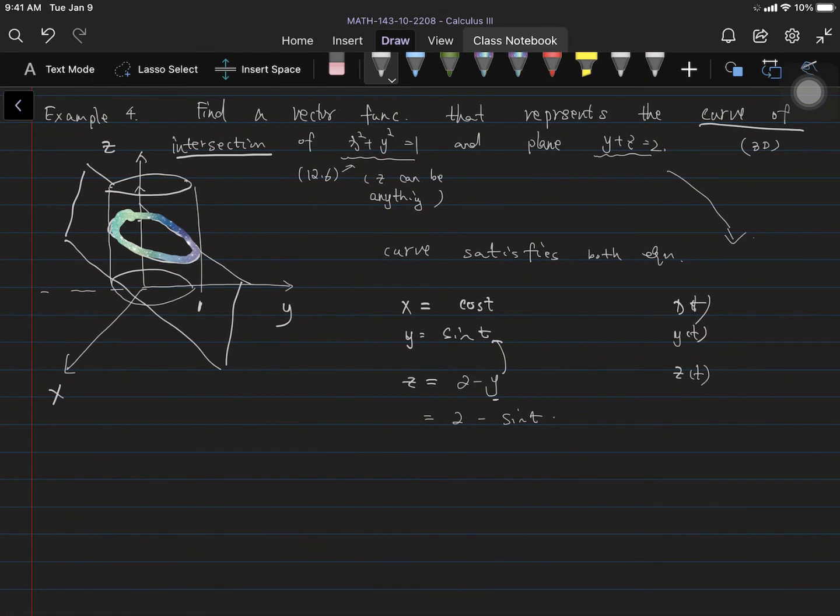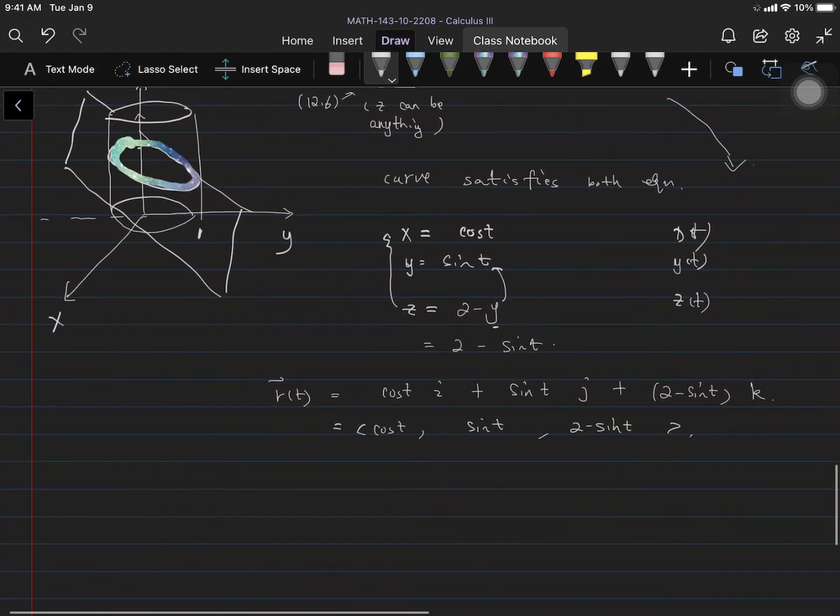So we can find the function z(t). Now, if we want to write this as r(t), it's going to be cosine t i, sine t j, and z satisfies 2 minus sine t. Or you can write this as cosine t, sine t, 2 minus sine t, in component form. So that's the solution for this problem. You can see x, y satisfy the circle and z equals 2 minus sine t.